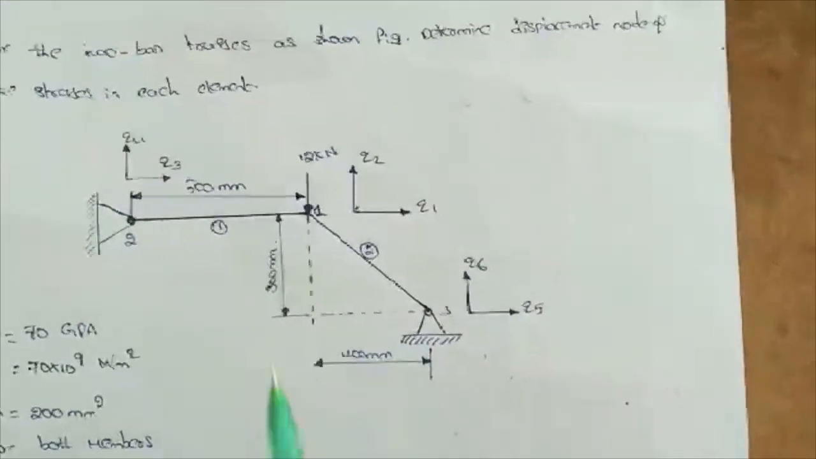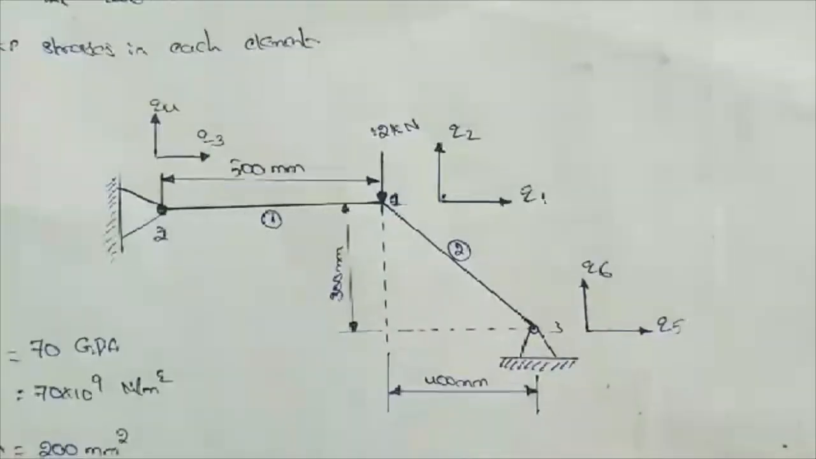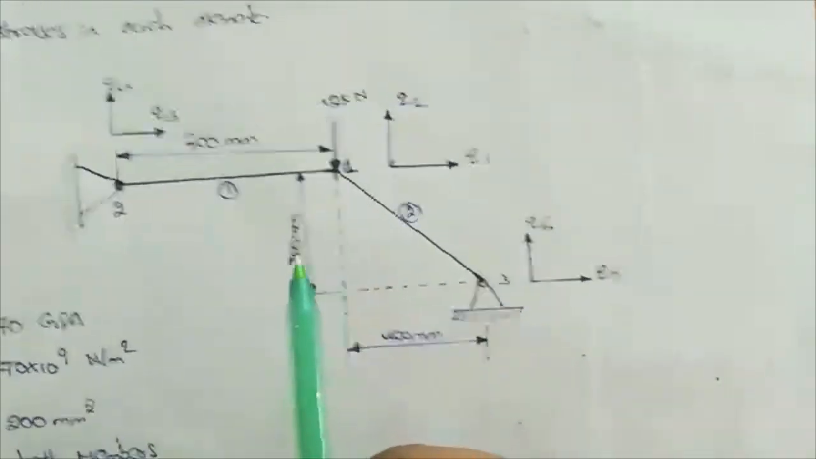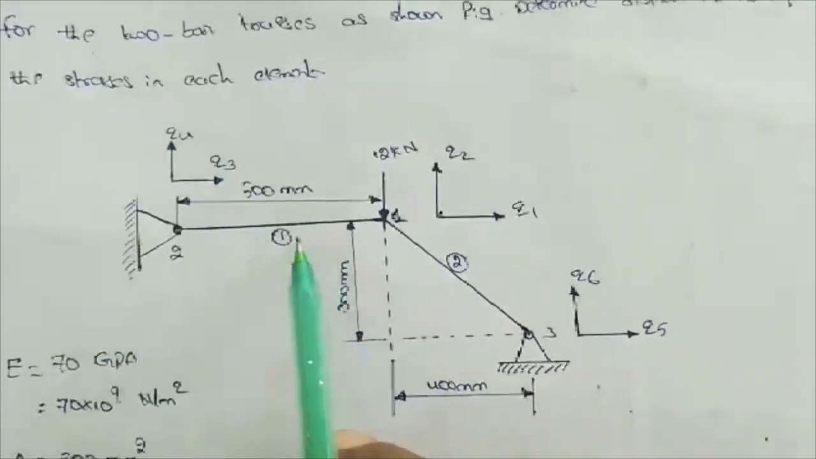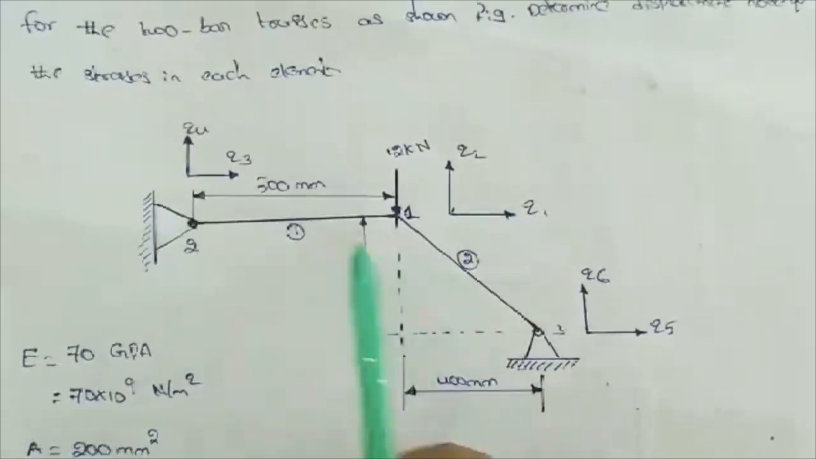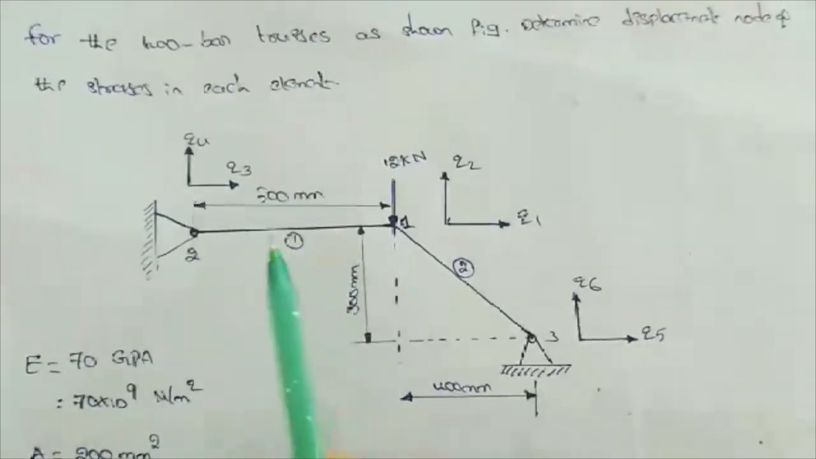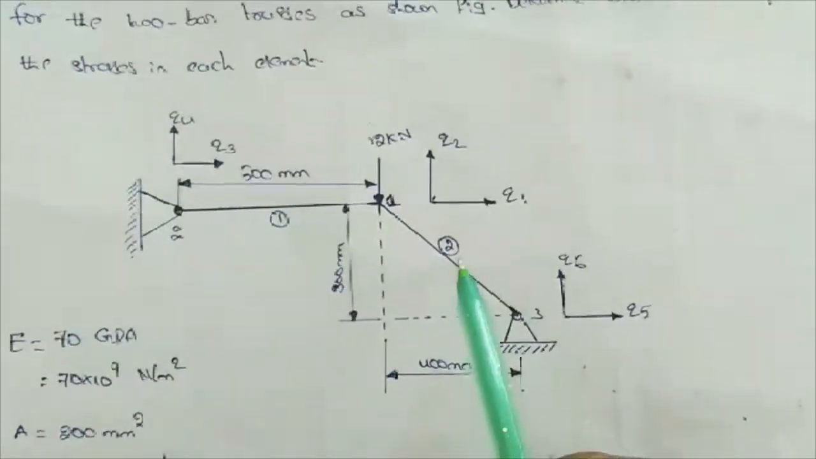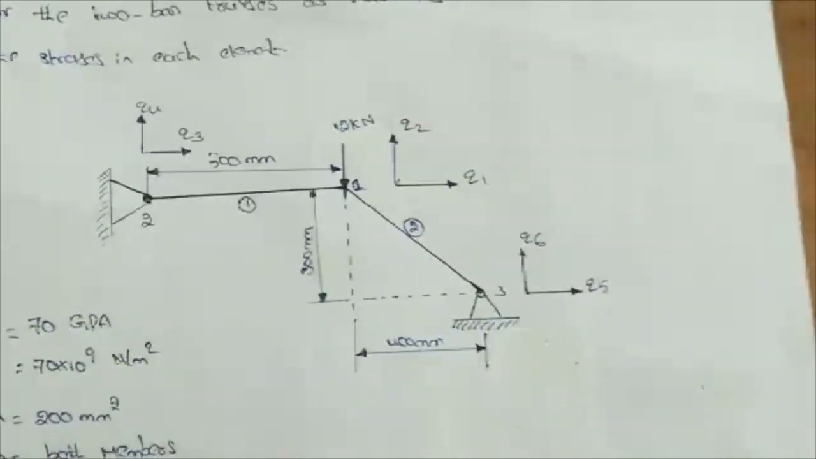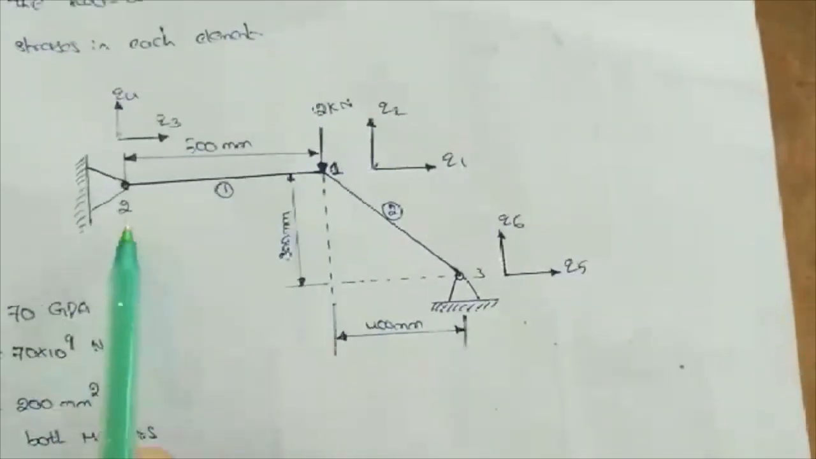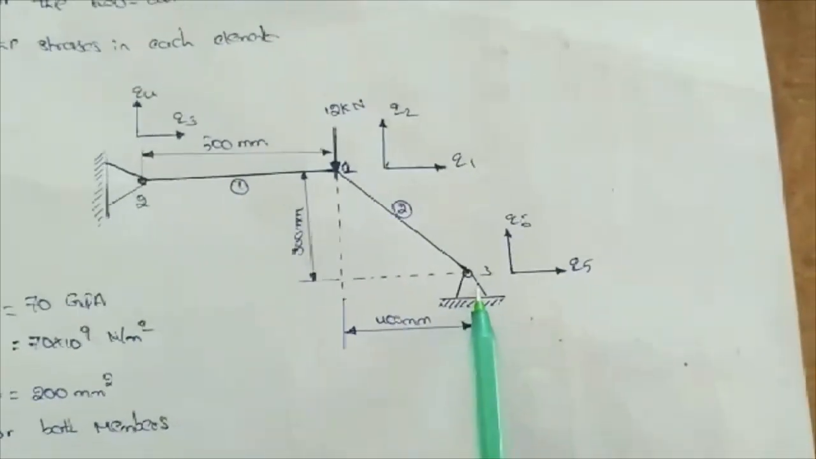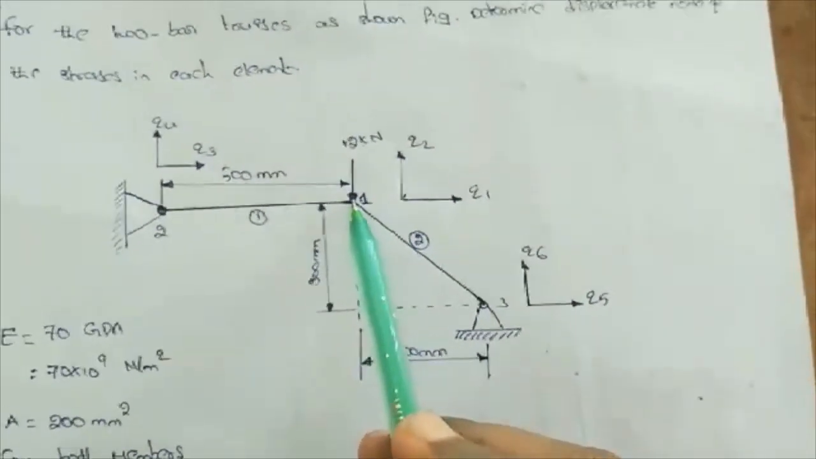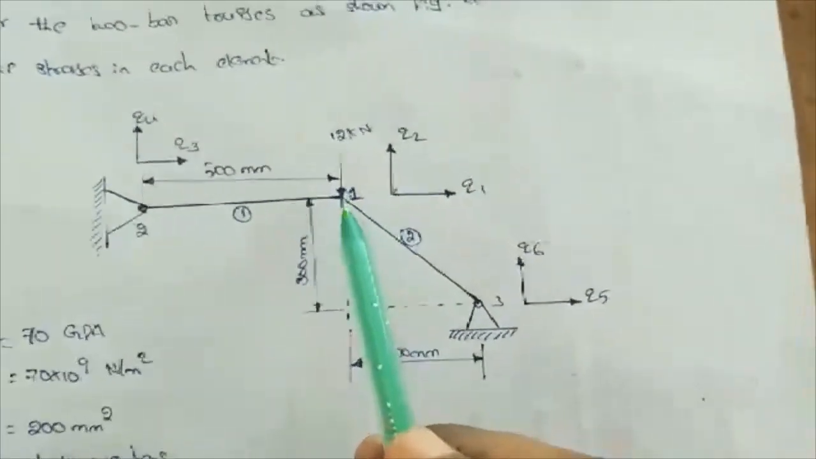This is the figure we have to observe. In this figure there are two elements, element number 1 and element number 2. These are the two truss elements. The length of the first truss element is 500 mm and the second one is not given in the problem. Then there are two supports at node 2 and at node 3. Then there is a point load acting at node 1 in the downward direction.